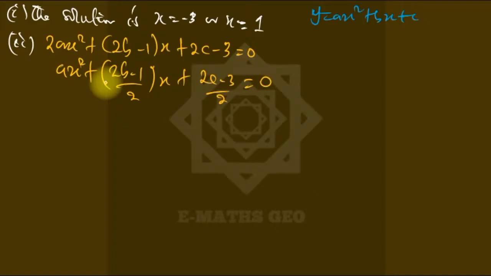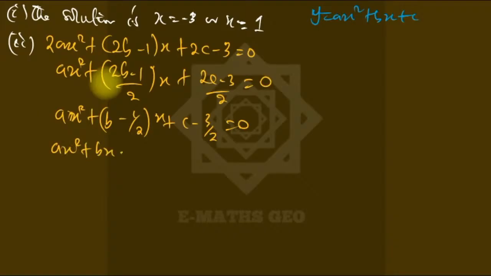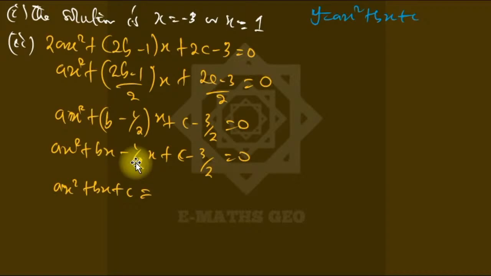So we are getting it. So this is ax squared plus b minus 1 over 2 x plus c minus 3 over 2 equals 0. And if we open up, we have ax squared plus bx minus 1 over 2 x plus c minus 3 over 2 equals 0. So we now have two functions which are ax squared plus bx plus c. And let's move this one to the other side, which is half.